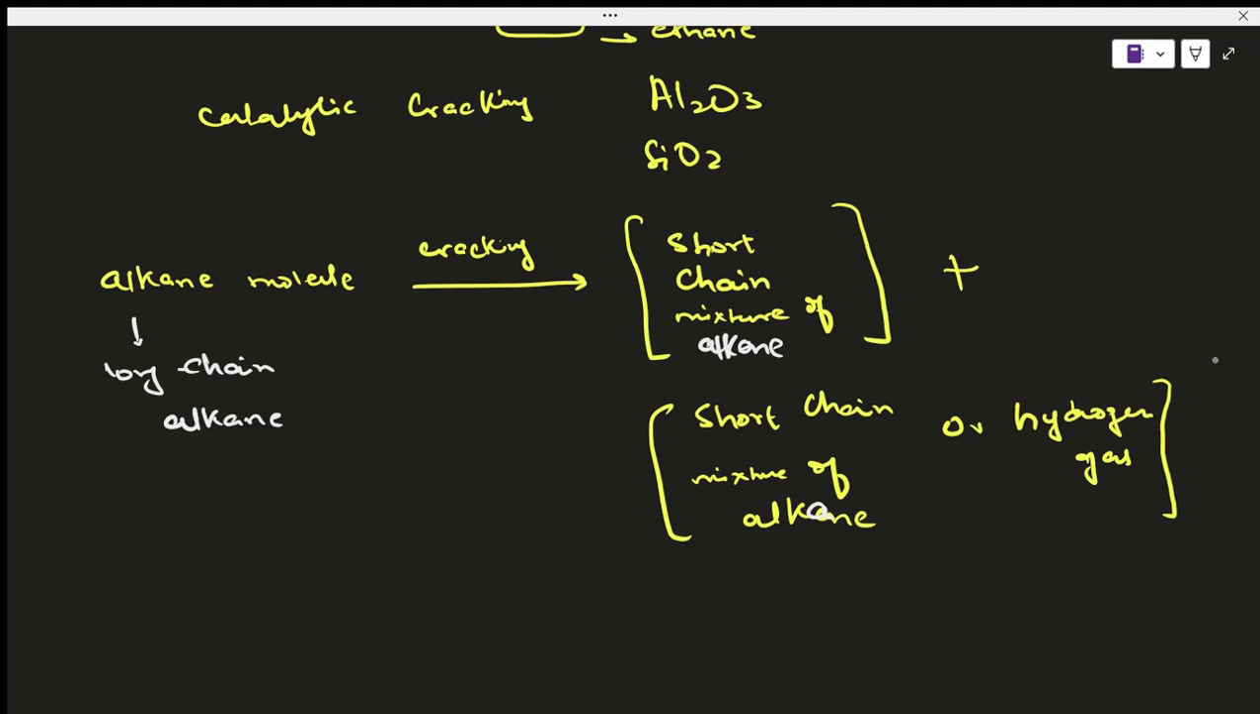And if I just write catalyst, you need a catalyst, you need 1 atm pressure, and you also need 500 to 700 centigrade of temperature. Again, then you're going to call this catalytic cracking, as we discussed. So this is the idea of cracking. I hope this is clear.